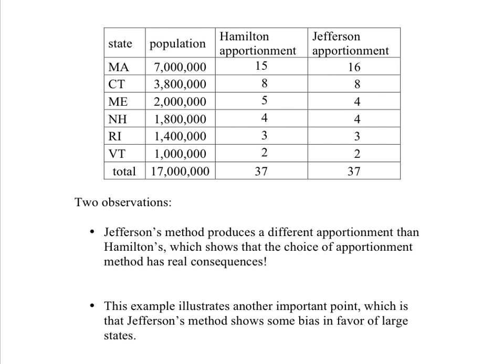Just as the choice of voting method can have a big impact on who actually wins the election, the choice of which apportionment method is used has consequences as well. Now, another observation is that Jefferson's apportionment favors the most populous state, okay? And therefore the one losing out is a comparatively less populous state. This is not just an accident of the current example, that is a systematic feature of Jefferson's method, that it shows some bias in favor of large states. We should not forget that Jefferson was from Virginia, and Virginia was a large state at the time.